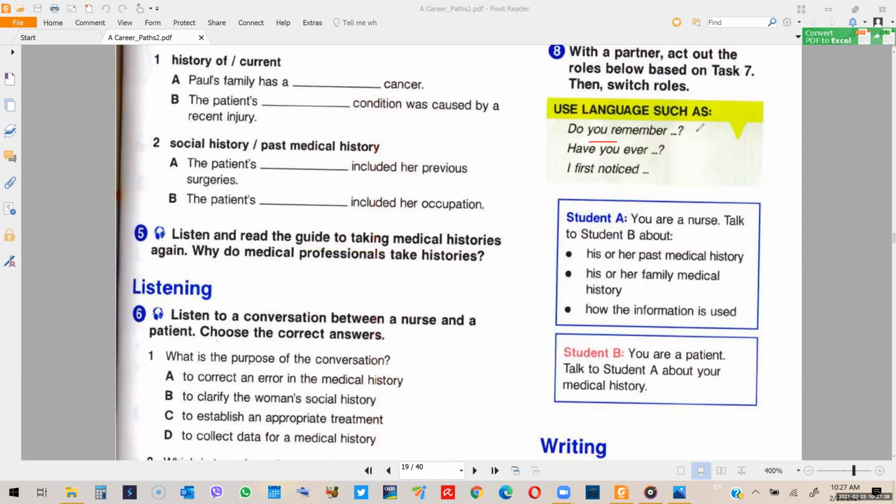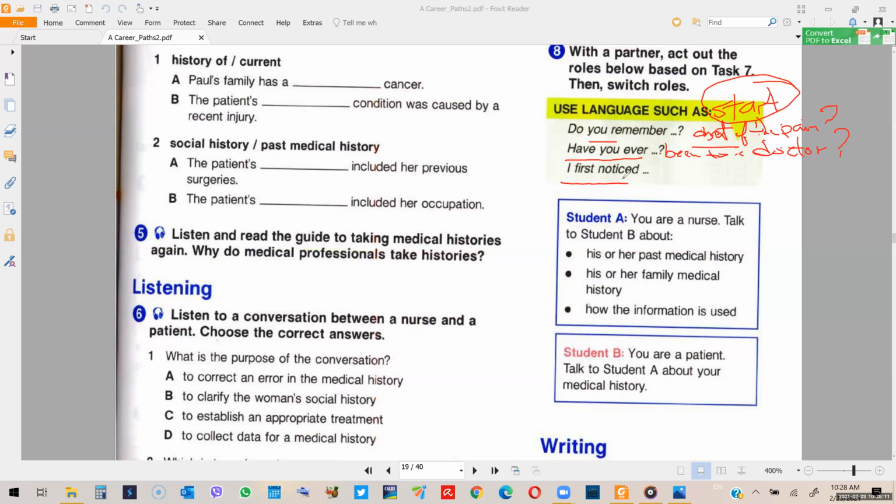Do you remember? We say the onset. That means, do you remember the onset of the disease or of the pain? Onset, it means the start. When did this start? Have you ever been to a doctor? That means, have you ever been seen or checked by a doctor?